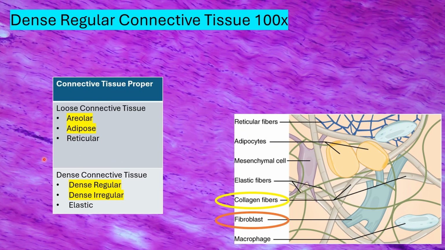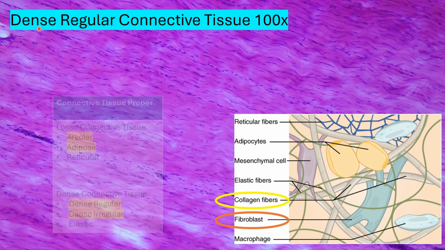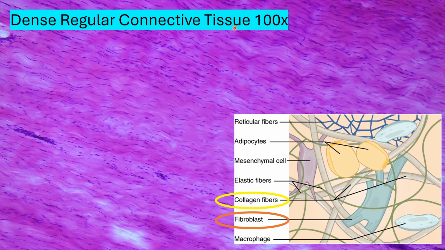So those were our loose connective tissues. Now we're moving into our dense connective tissues, starting with dense regular connective tissue at 100 power. Now with our typical H&E stain, we see these nuclei that are staining dark purple, and we also have numerous bundles of collagen fibers that are densely packed together and stained a little bit more pink. This type of tissue is found in tendons and ligaments, where we need a lot of tensile resistance.